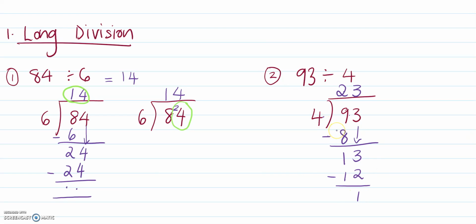Can 4 go into 1? No, because 1 is a smaller number than 4. Therefore, this number over there that is left over is called a remainder. And what we do is we write that remainder next to the 23 as R1. So therefore, 93 divided by 4, your answer to that is 23 remainder 1.